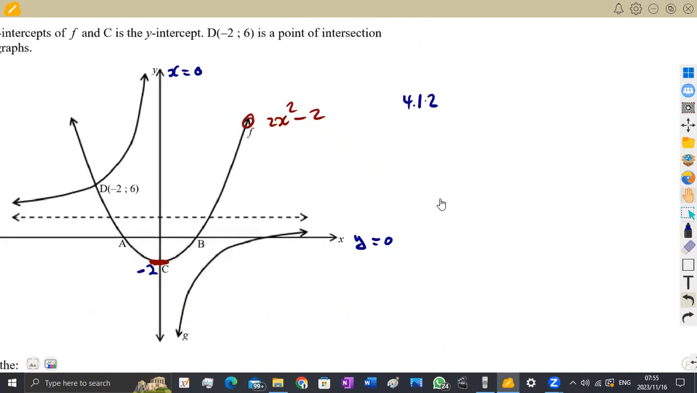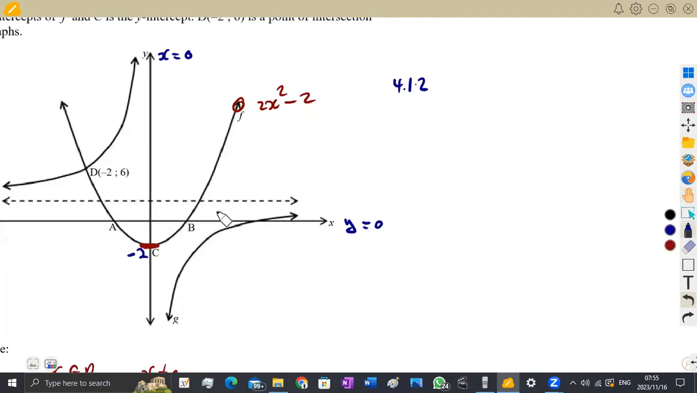So if the point at C is -2, it means y is supposed to be bigger than -2 as we are going up. So y is supposed to be greater than or equal to -2. All right. Or how can we write the same range for f of x in short? Or how can we write it another way?